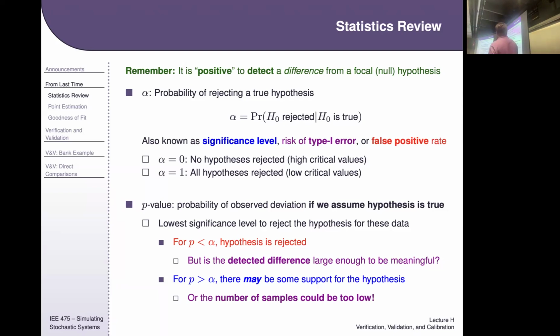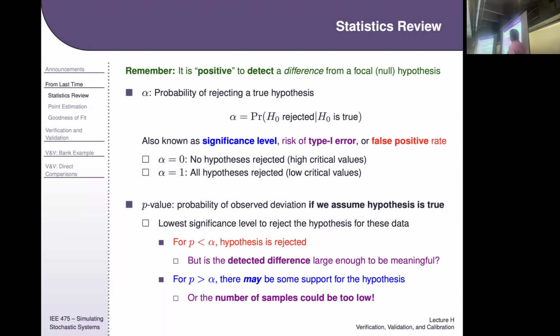Like we talked about last time, alpha equals 0 means you don't reject anything. Alpha equals 1 means you reject everything. For alpha equals 0, the way you don't reject anything is you make infinite critical values in your chi-squared and your t-test, whatever. Alpha equals 1, you set all those critical values to the lowest value possible so that everything triggers them. And then the p-value is the probability of an observed deviation if we assume the hypothesis is true. I don't want to call that a positive effect here, because there's no threshold when we just talk about p-values.